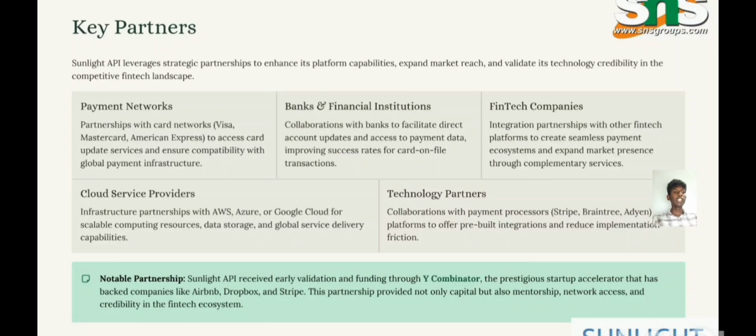Collaboration with banks to facilitate direct account updates and access to payment data, improving the success rate for card-on-file transactions. Integration partnerships with other fintech platforms to create seamless payment ecosystems. Infrastructure partnerships with Amazon, Azure, or Google Cloud for scalable computing resources. Collaboration with payment processors like Stripe, Braintree, and Adyen, and platforms, to offer pre-built integrations and reduce friction.